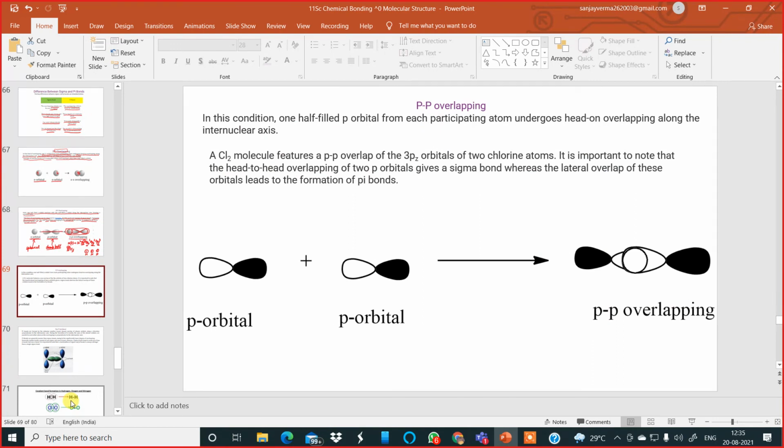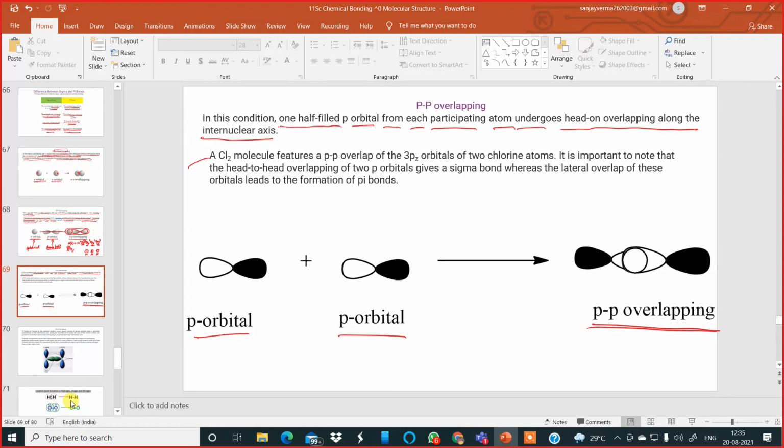That is called PP overlapping, when a p orbital overlaps with another p orbital. So you're getting a complicated shape over here, PP overlapping. Now in this condition, one half-filled p orbital from each participating atom undergoes head-on overlapping along the internuclear axis.